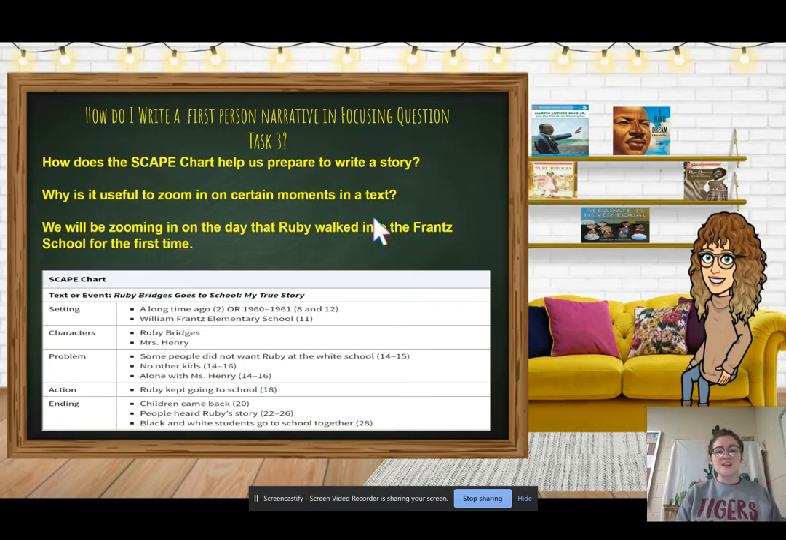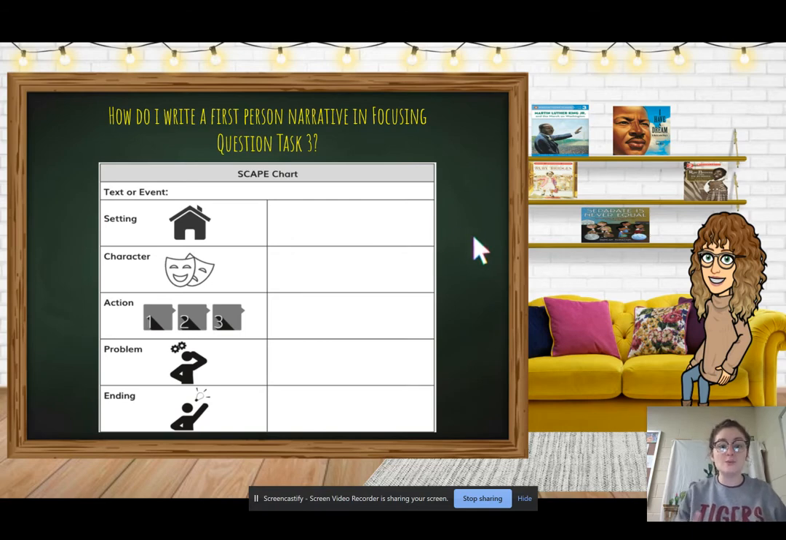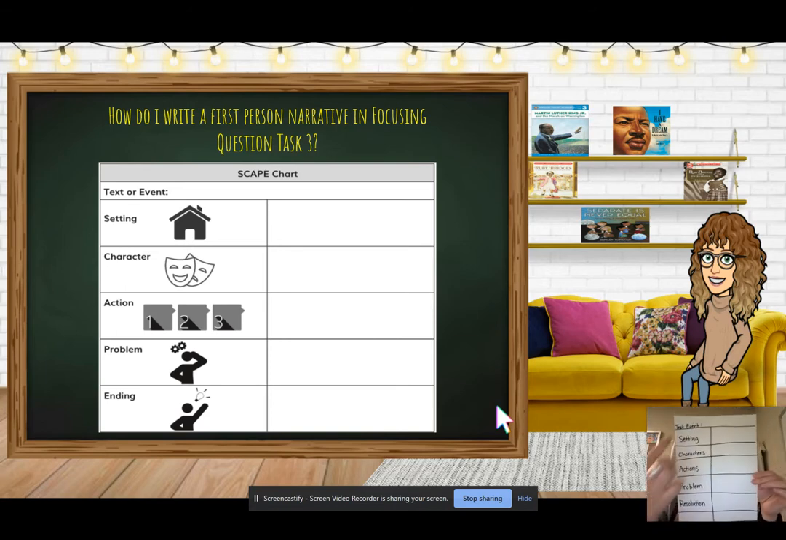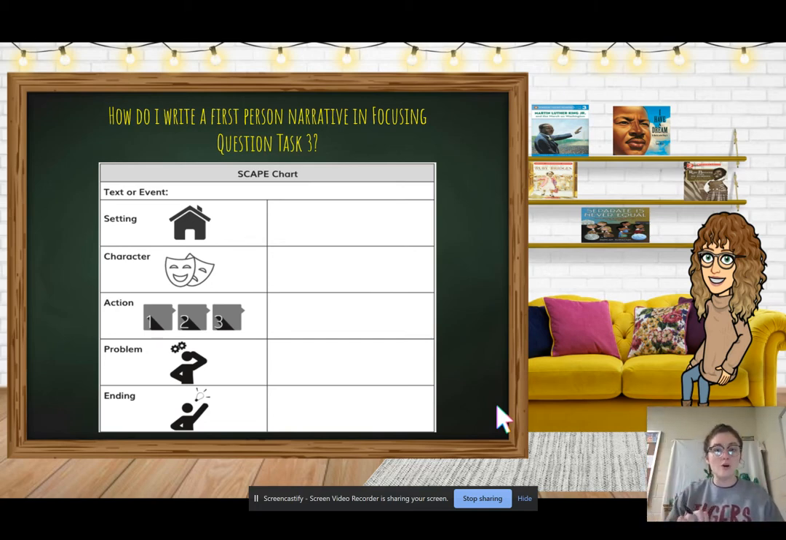So, here is what we are going to be doing. We are going to be zooming in on the day that Ruby Bridges goes to the France school for the first time. So we are going to make a scape chart. On the screen, you see an example of a scape chart. You are going to need a piece of paper, and you are also going to be making a scape chart. The text event is Ruby goes to France school for the first time.